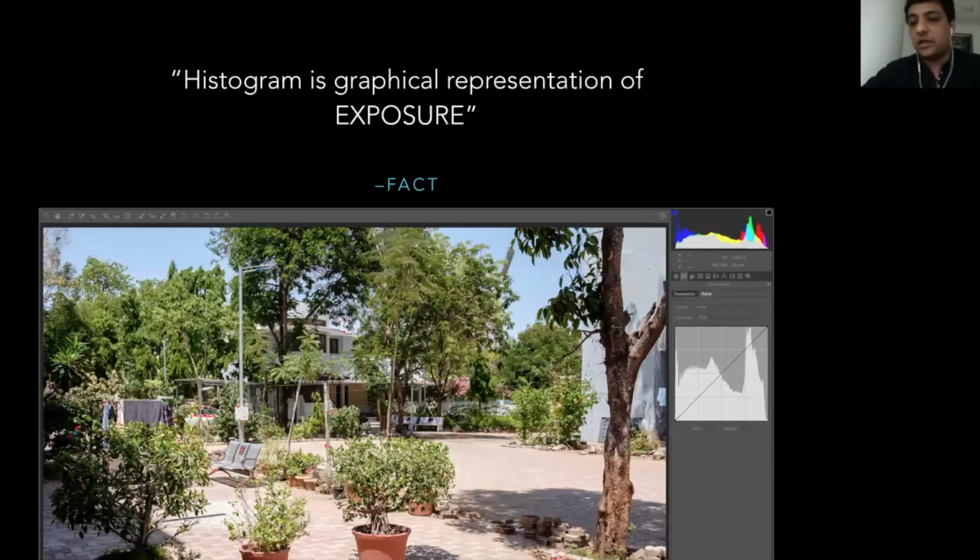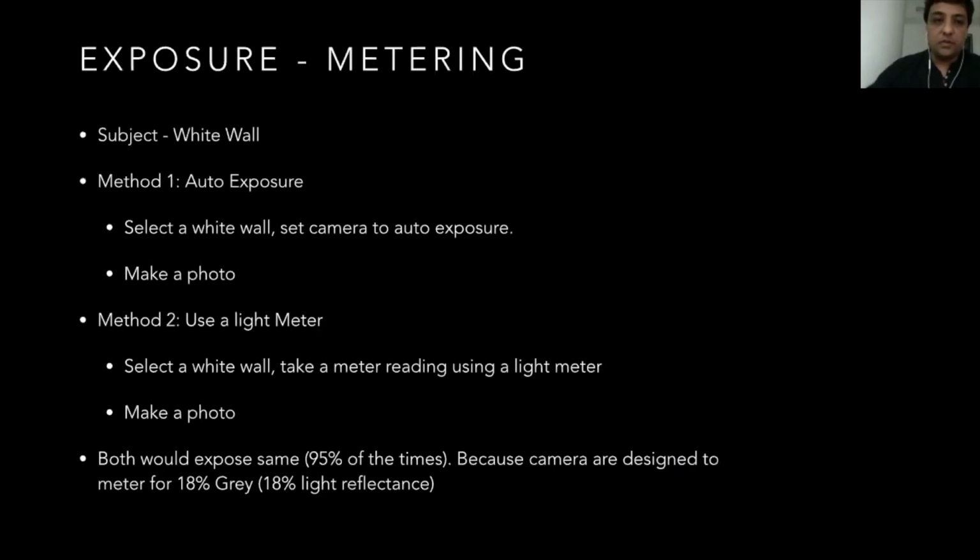Histogram is just graphical representation of your exposure through camera. It does not tell anything less, anything more. If you want to start reading your histogram, you'll have to do one exercise. You have to photograph one white wall or a neutral color wall. You have to set your camera to auto exposure and make sure that you have sufficient light in that room, and then make an exposure.